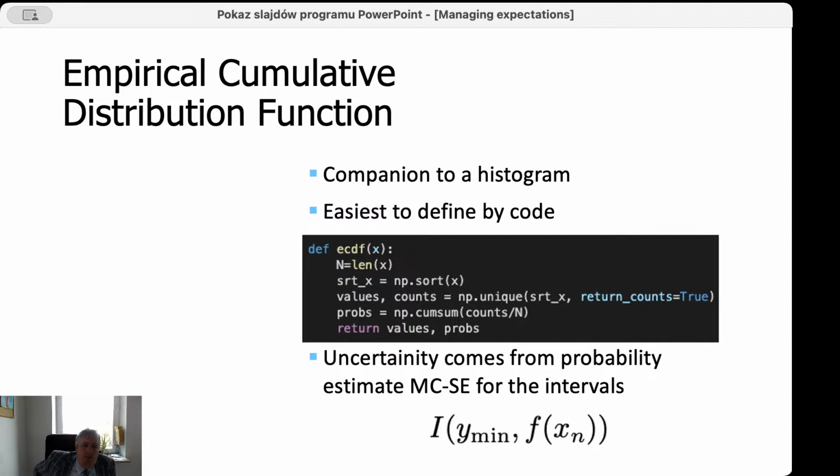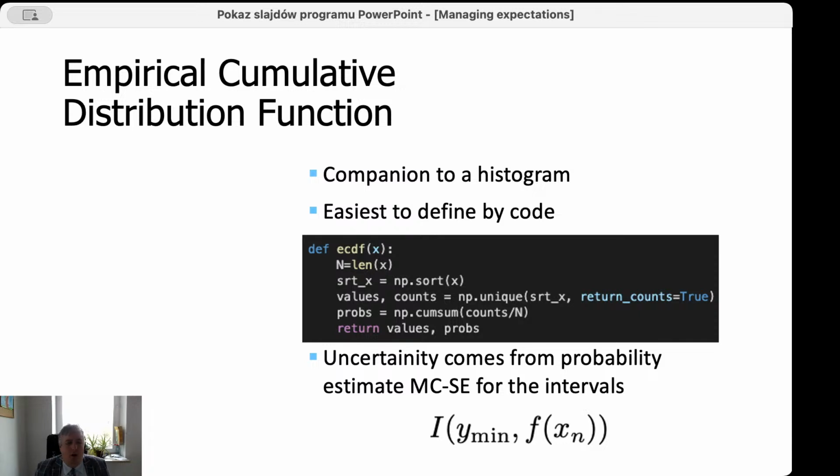And the code is very simple. You take a vector of samples, you sort them, and then you assign the probability values of those points, starting from the smallest one up to the highest one, as long as they are not duplicating. This is very simple, because the function just adds an additional quant of 1 over the number of samples to the actual cumulative distribution function.